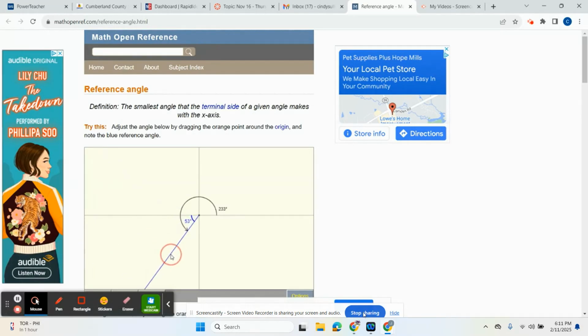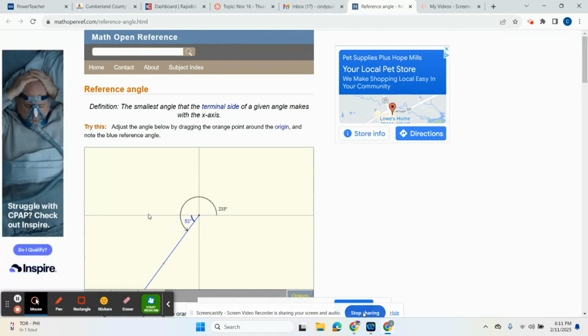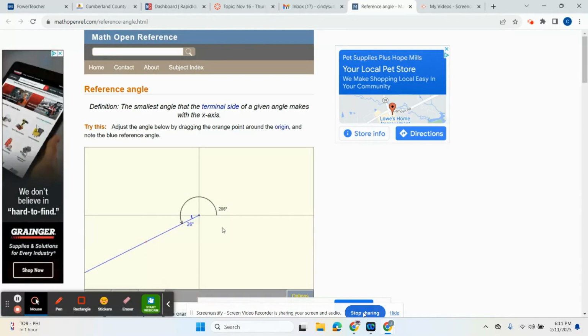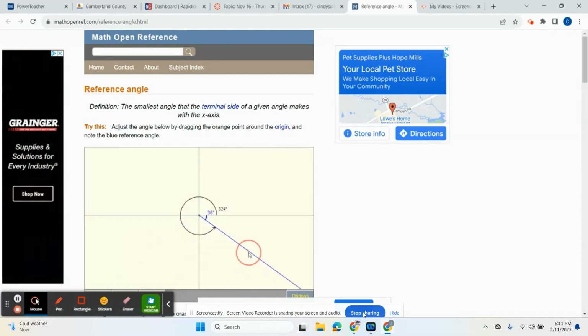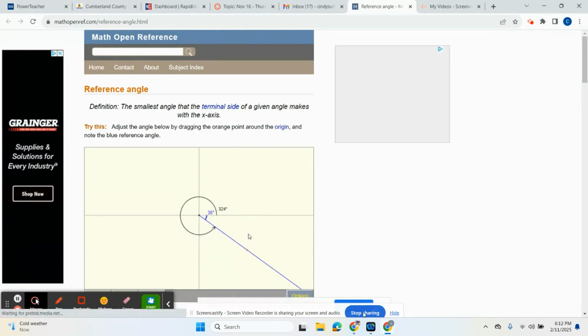This one would be 233 degrees in the third quadrant. 233 minus 180 is 53 degrees. 206 minus 180 is 26 degrees. Here, if I go all the way around to 324, 360 minus 324 is 36 degrees.